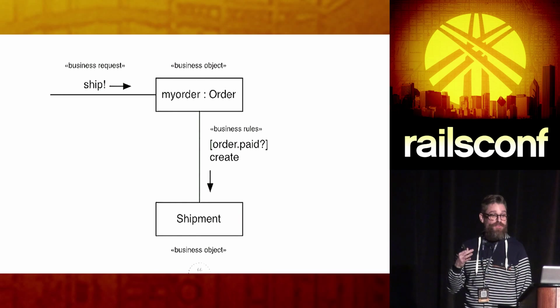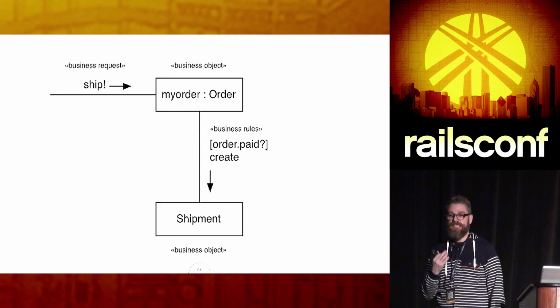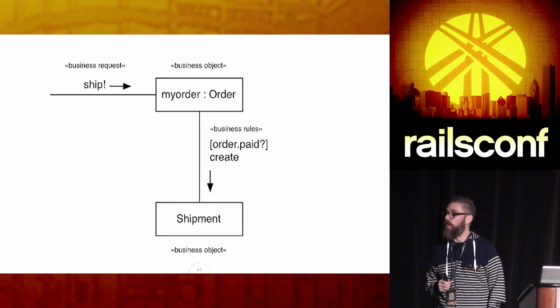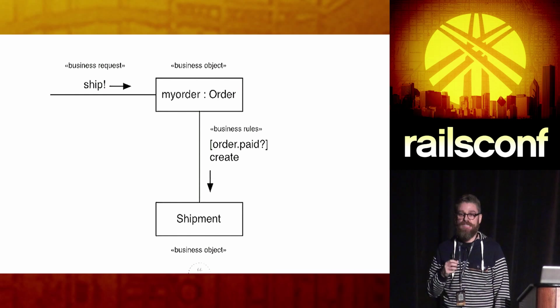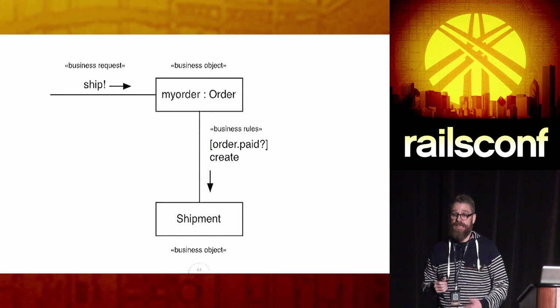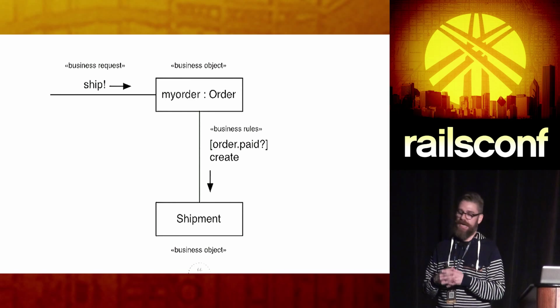Now, as a reminder, we'll just revisit the scenario from the beginning of my talk. Here we have a business request coming into our domain, and that's going to be to ship an order. The order is going to respond to that, but it's going to check that business rule to make sure it's been paid. And then it'll go ahead and create a new shipment and collaborate with that.